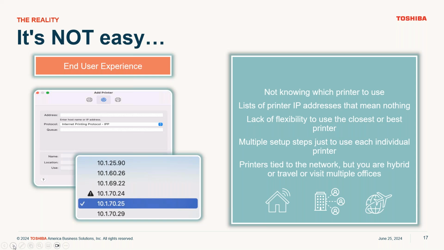So that lack of flexibility to use the closest or the best printer can be a hindrance at times. Multiple setup steps might be in order to get an individual print device up and running. And printers that are tied to the network, but if you're a hybrid or if you are outside of the office, that again is going to cause some of those support calls to the help desk and to the IT department to help get those folks up and running the way that they need to be.